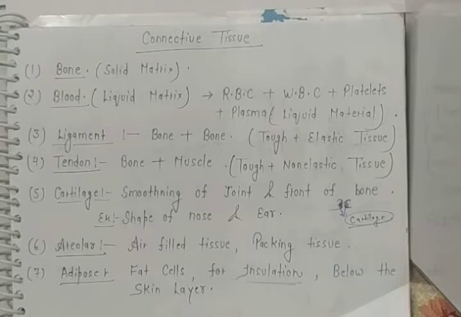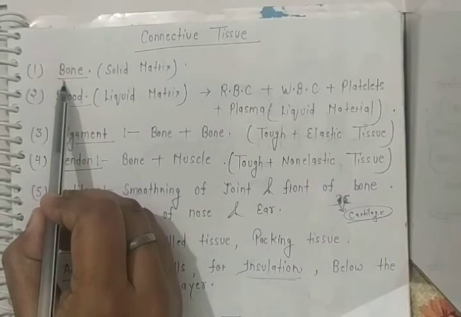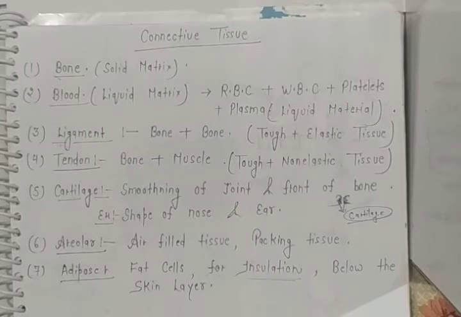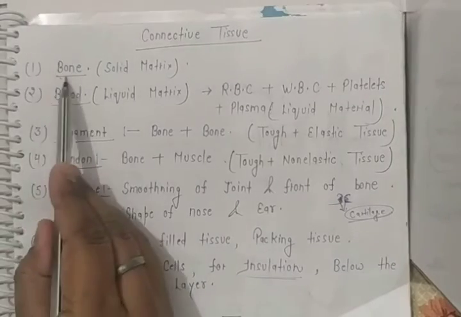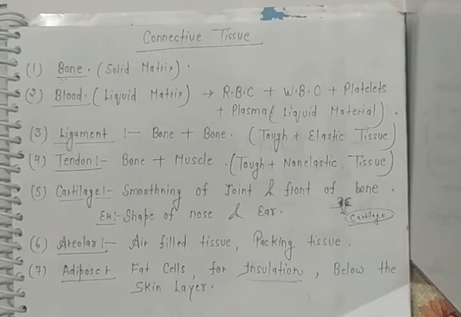There are a lot of types of connective tissues present. One by one we will discuss them. Firstly, bone, yes, bone is also known as connective tissue. Now one question will arise in your mind: ma'am, how can bone be a connective tissue? Just think, if bone were not present in your body, what shape and structure would you have? There would be no structure. So bone connects organ to organ in our body.